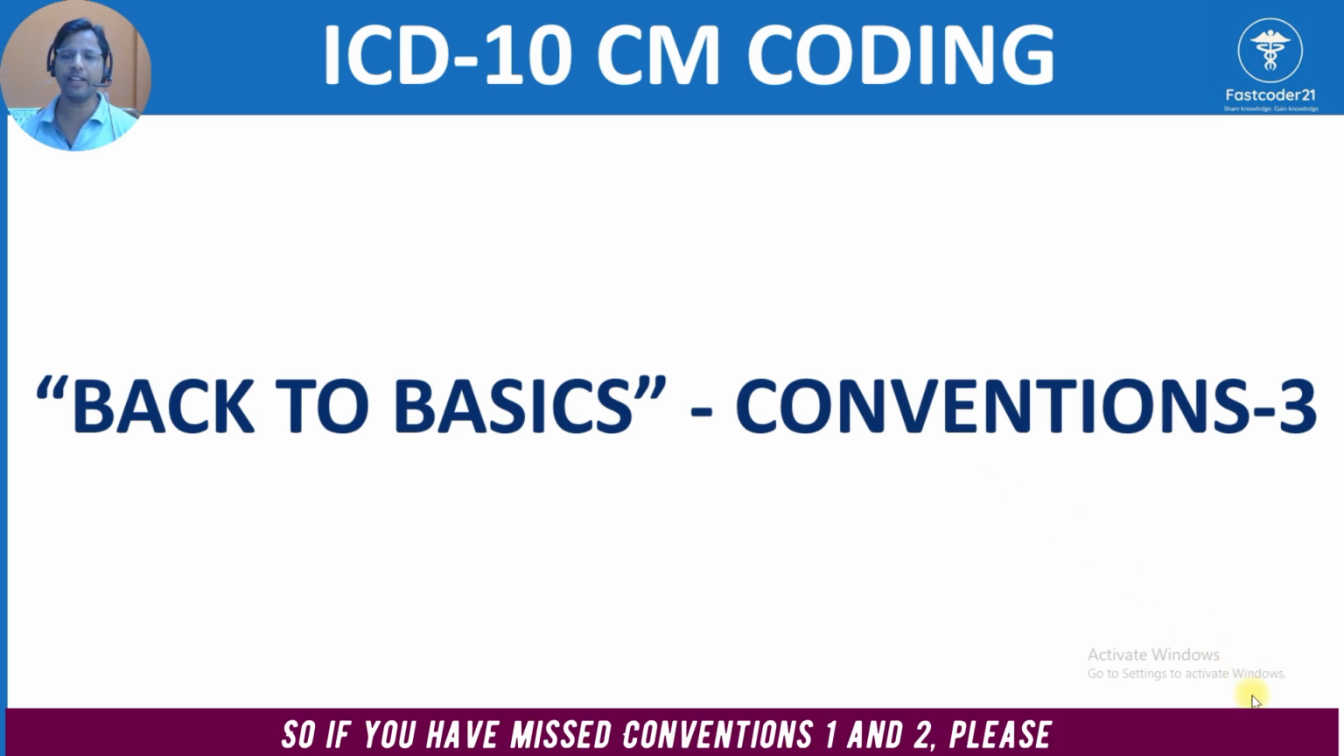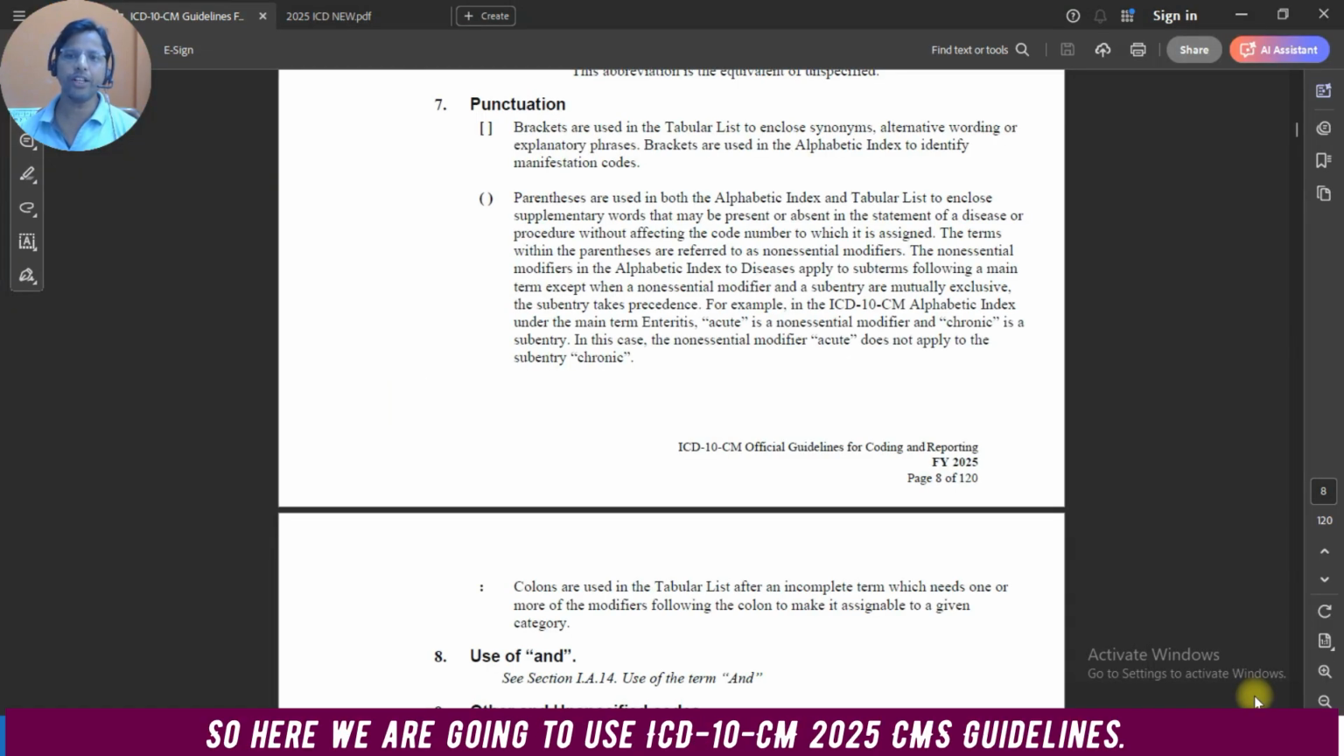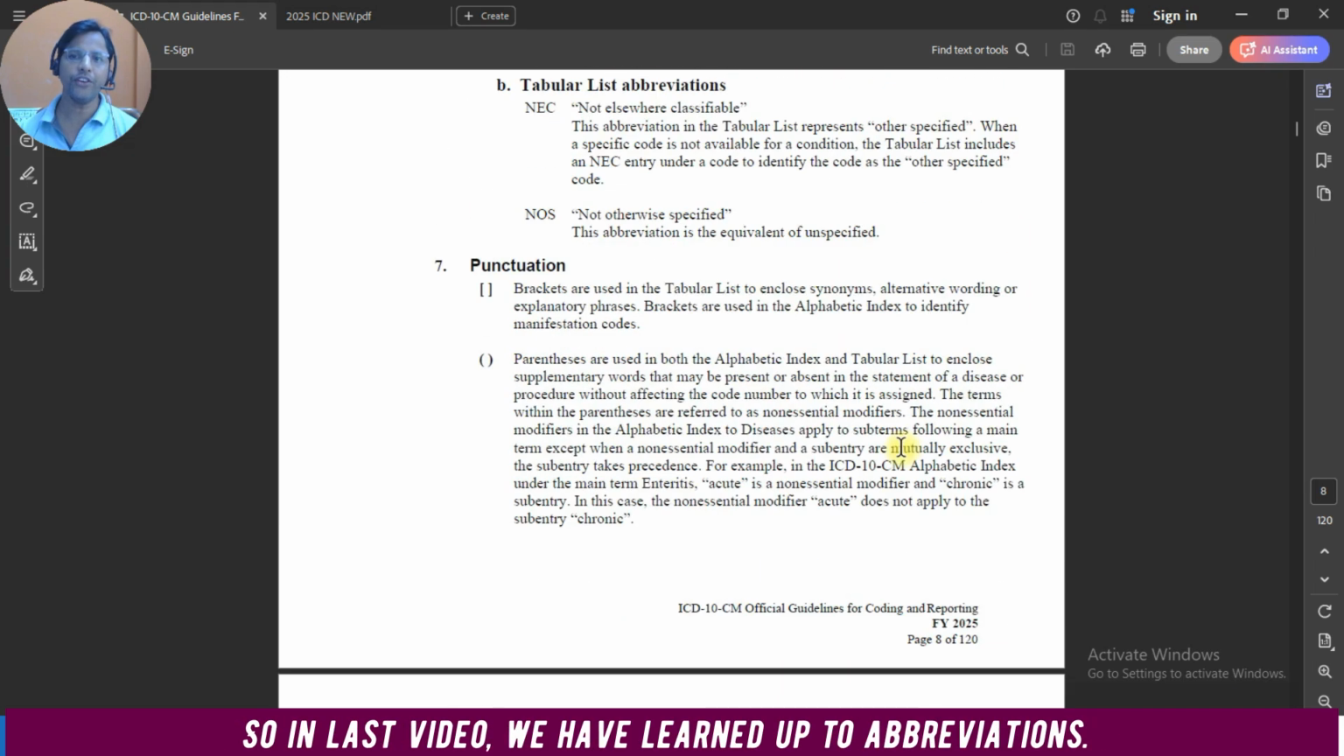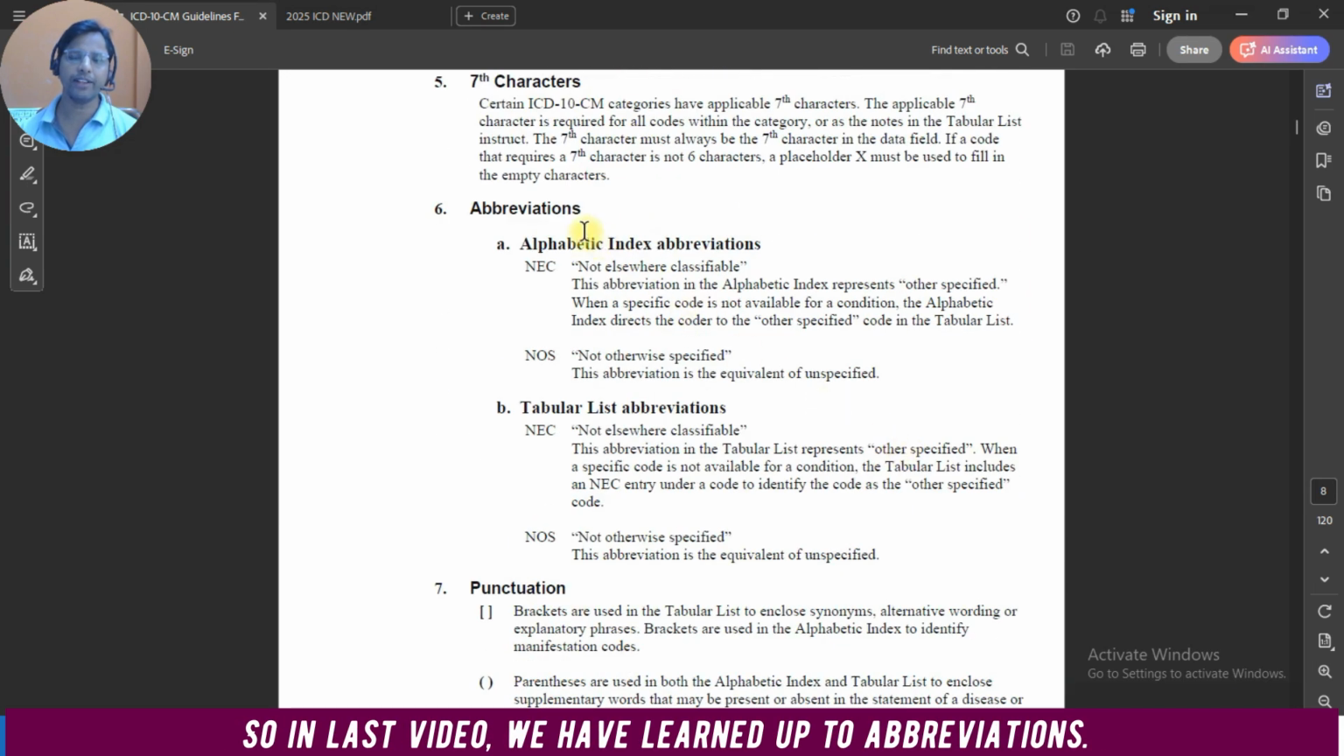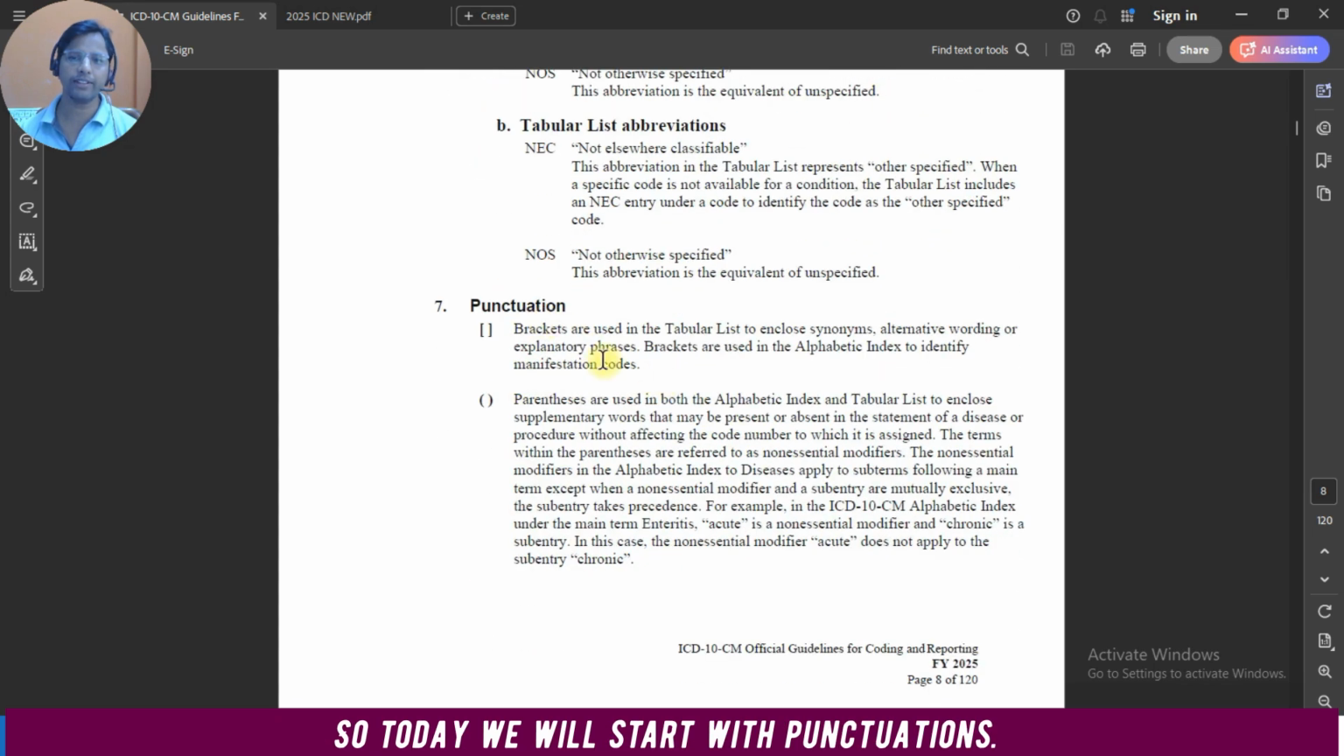If you have missed conventions 1 and 2, please check our YouTube channel, where you will find videos related to conventions 1 and 2. So this is conventions 3. Here we are going to use the ICD-10-CM 2025 CMS guidelines. In the last video we learned up to abbreviations. So today we will start with punctuation.